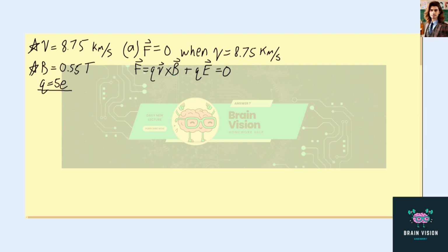So what we could do here is move qE to one side, so we get negative qE is equal to qv cross B. We can divide by our q's, they just go away, and we can take the magnitude of both sides. What we end up with is that E is equal to the magnitude of the velocity times the magnitude of the magnetic field. Plugging in the numbers, we get 4,812 volts per meter. So this is the electric field that we need in order to make this device work.